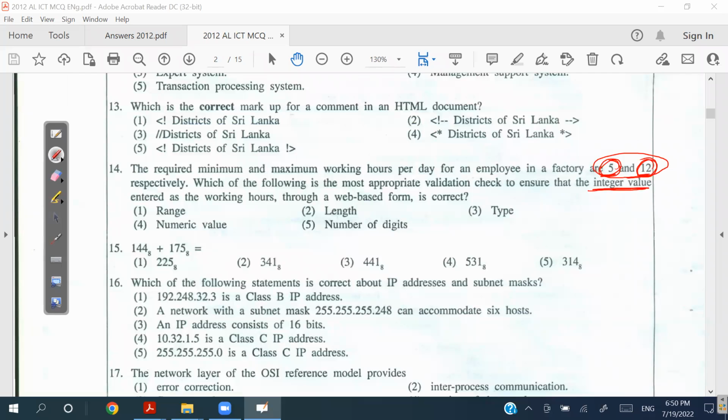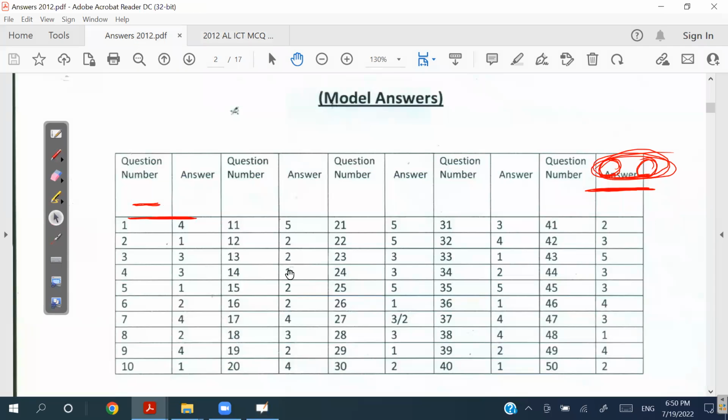Now, integer value, in the sense, as soon as it says integer, the type is already okay. And working hours through a web-based form is correct. So they have to check whether the range is correct. So it's going to be the first answer, the range check. Yes, it's the range check.